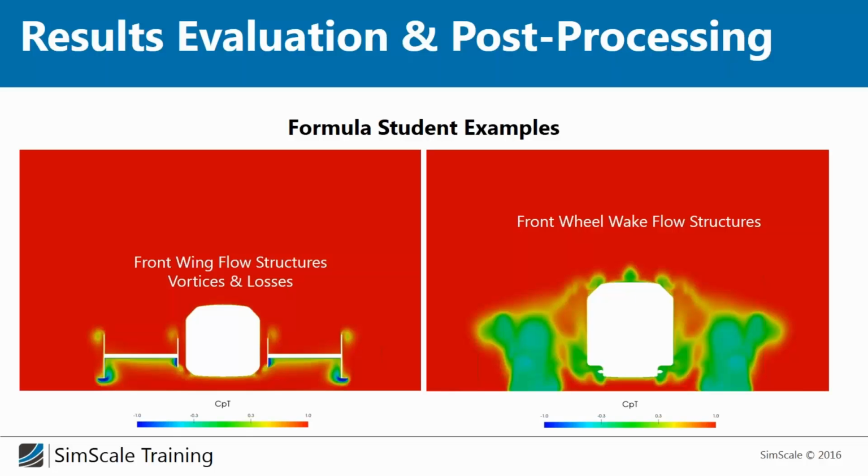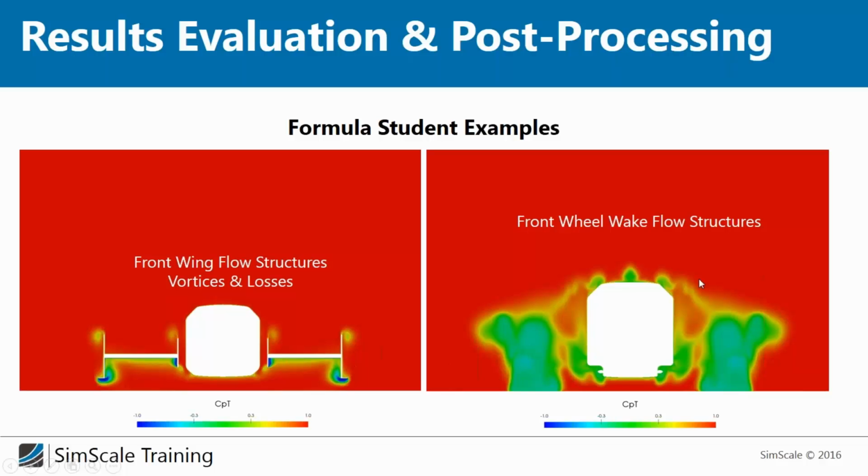Here is an example of those slices again, X slices of total pressure. They are excellent to illustrate and to find structures in the flow field. We would expect those plots to be red in the far field, so we have CPT equal to 1, as we said, in the far field, undisturbed flow. And then we see those bluish areas here around the end plate of the front wing. This could be vortices, but it could also be some kind of viscous losses. We have separations in the junction here, for instance.